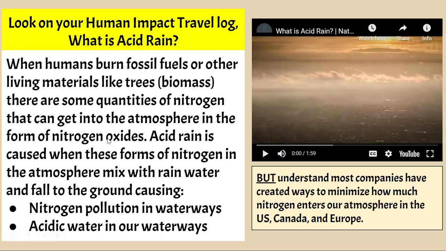Acid rain is caused when these forms of nitrogen that are in the atmosphere mix with rainwater. Then they fall to the ground, and they're going to cause some nitrogen pollution in waterways, and they're going to cause acidic water in our waterways. Okay, we want to understand that most companies have created ways to minimize how much nitrogen enters the atmosphere, especially at least in the US and Canada and Europe. So make sure when you get to your independent practice that you do watch this video.